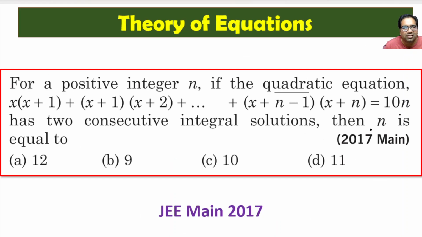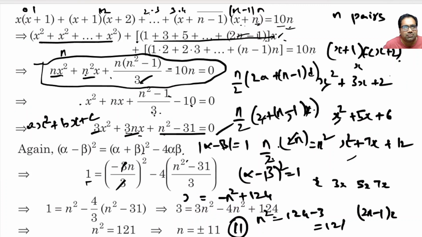What is the question? Then n is equal to 11, if this entire equation has two consecutive integral solutions. Very simple problem, a little lengthy. We just need to understand that this is a quadratic equation. This has n pairs of quadratic equations: first pair, second pair, third pair, fourth pair. And if we expand these n pairs, we'll get arithmetic progressions.